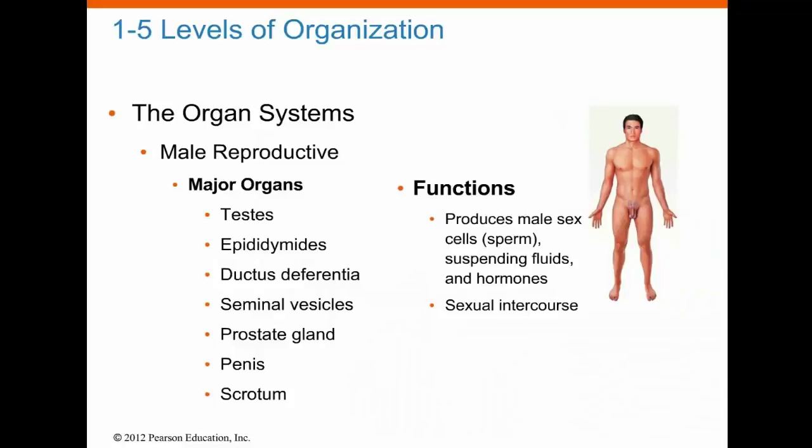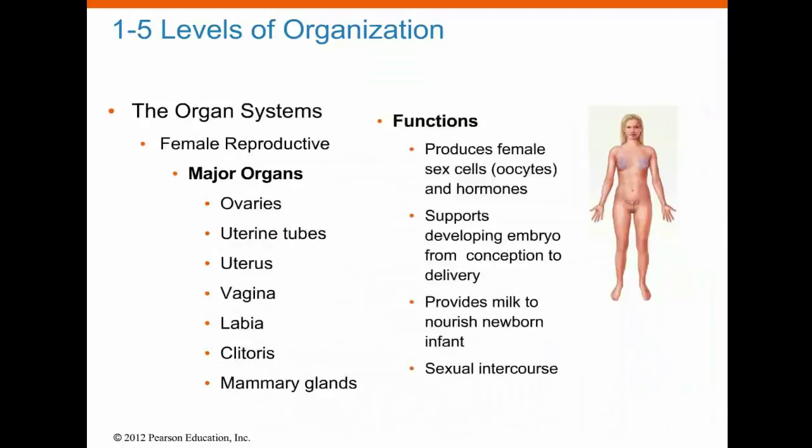The female organs of the reproductive system: we've got the ovaries, the uterine tubes, the uterus, the vagina, the labia, the clitoris, and the mammary glands. The functions are to produce female sex cells called oocytes and hormones, to support the development of a fertilized embryo from conception to delivery, to provide milk to nourish the newborn infant, and to be involved in sexual intercourse.